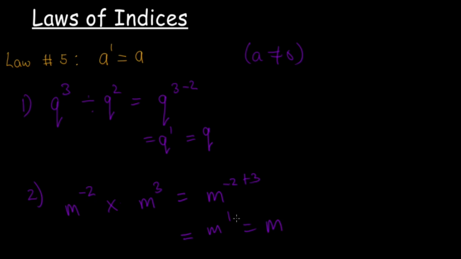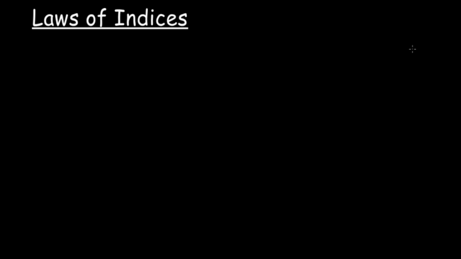So these are the 5 laws that we'll be looking at. One key thing to note, that if you do not see a power, then the power is 1. For example, if we have a times a squared, once there isn't any power there, automatically the power is 1. So in this case, it would be a to the 1 plus 2, which gives us a cubed.